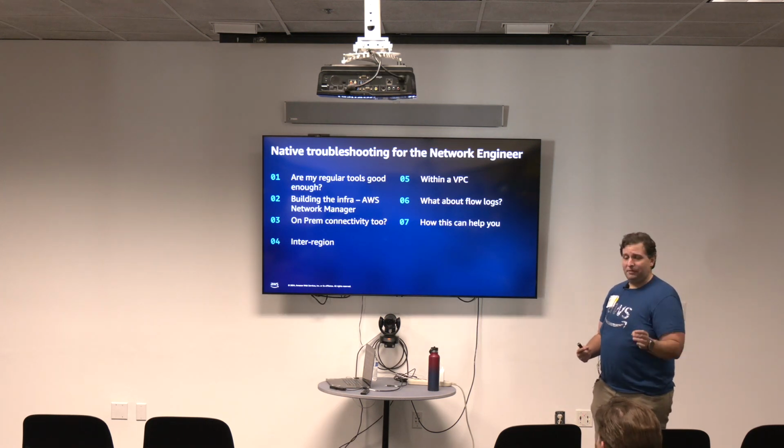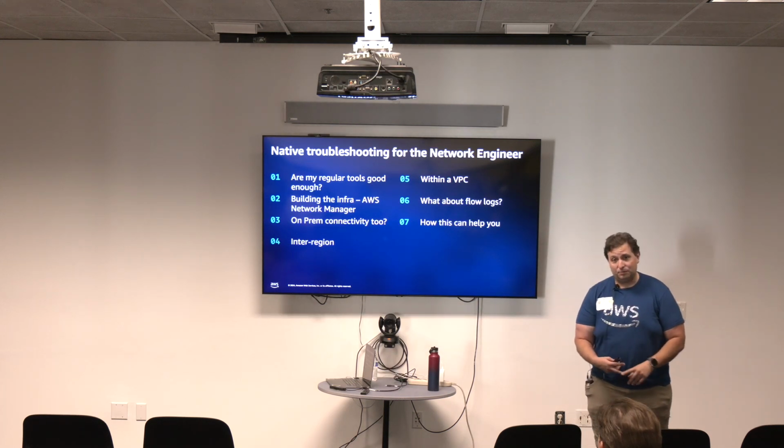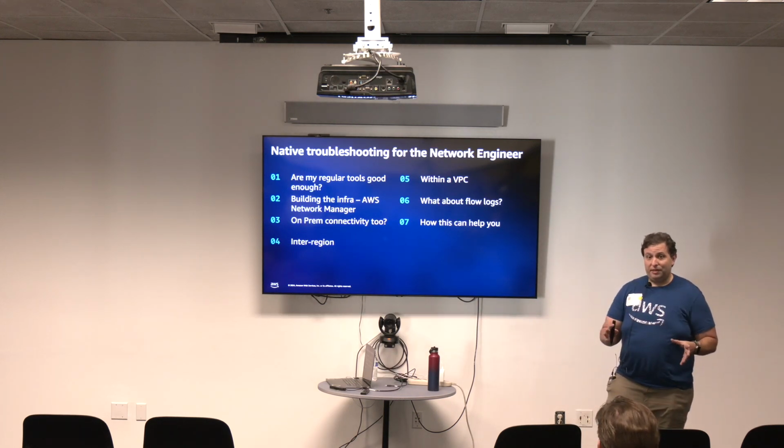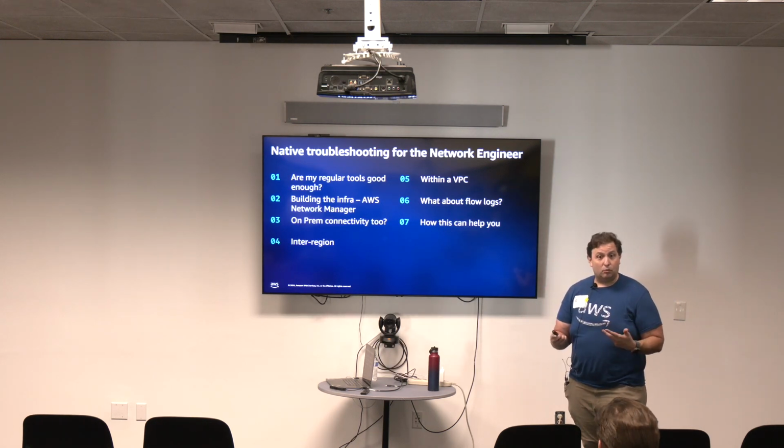I have to check my subnet routing table. I have to check my transit gateway. I have to check network ACLs and security groups. That's only counting one region. If I'm looking to go across regions, now I've got to jump to that. And then if I have multiple accounts, that just gets even more and more complicated.